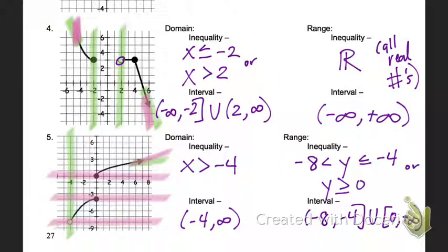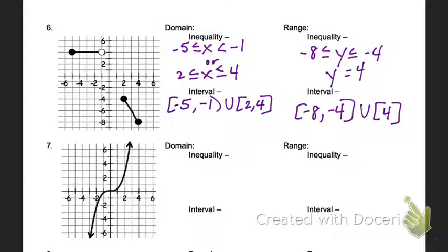Range is y. So the lowest possible point is at -8, stops at -4. Then there's this gap right here, horizontally. Then it starts up again and goes to infinity. I still can't draw infinity. Ooh, that's the best one yet. Okay, let's try another one.